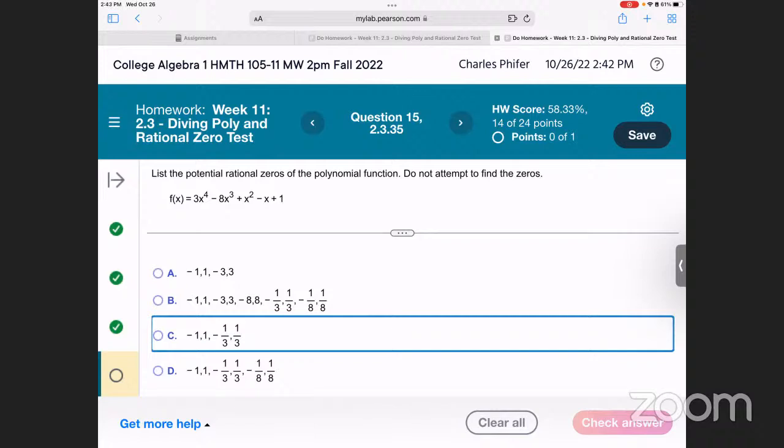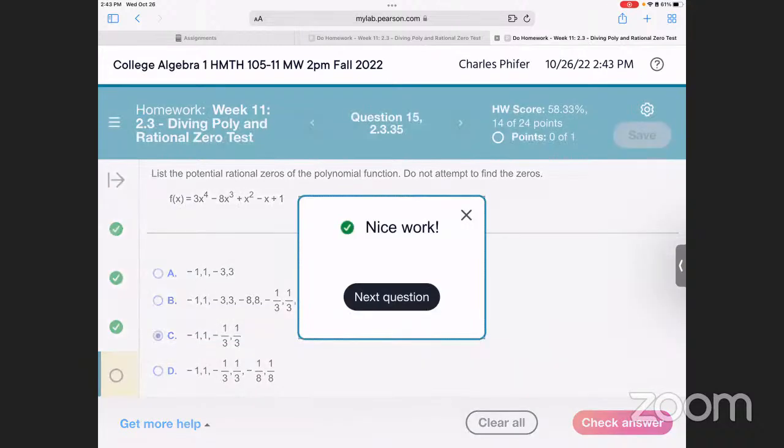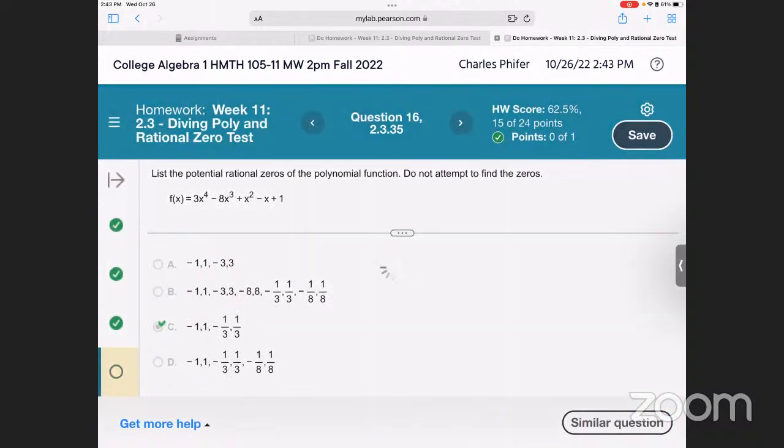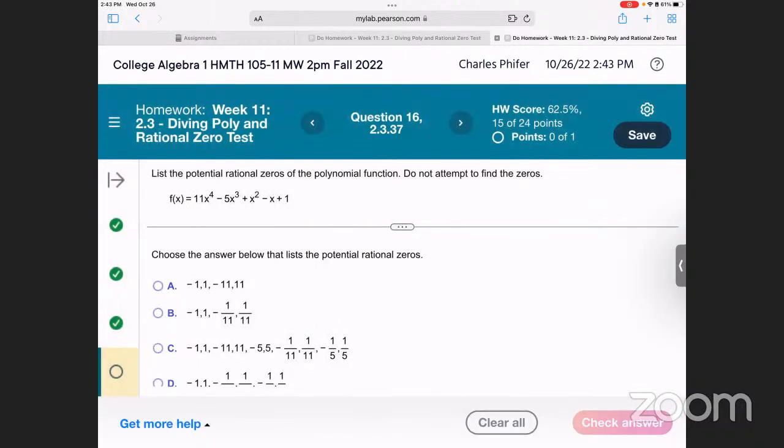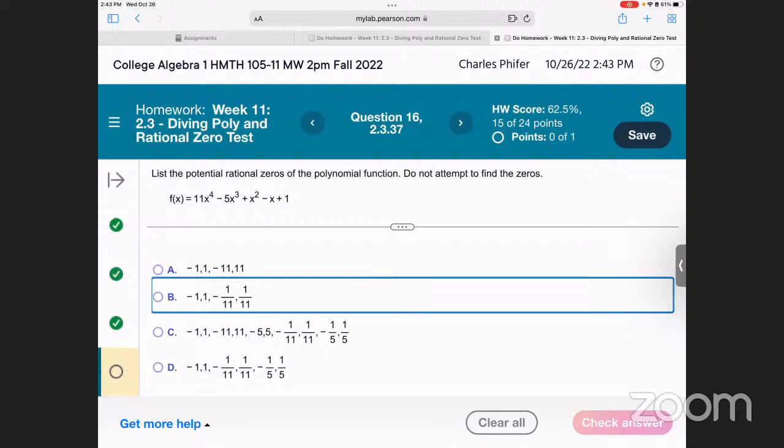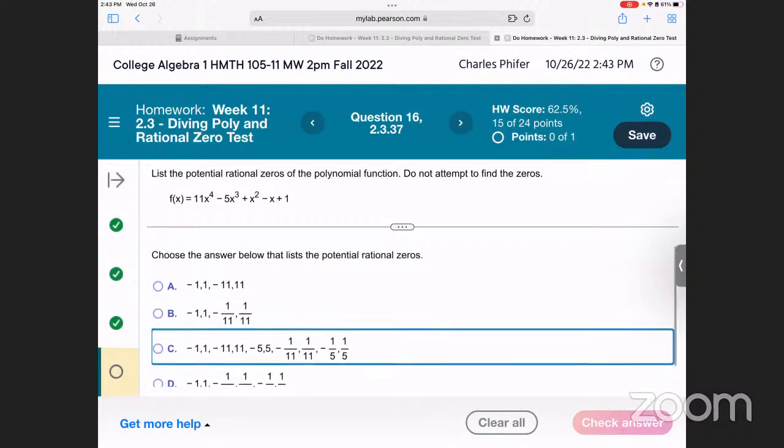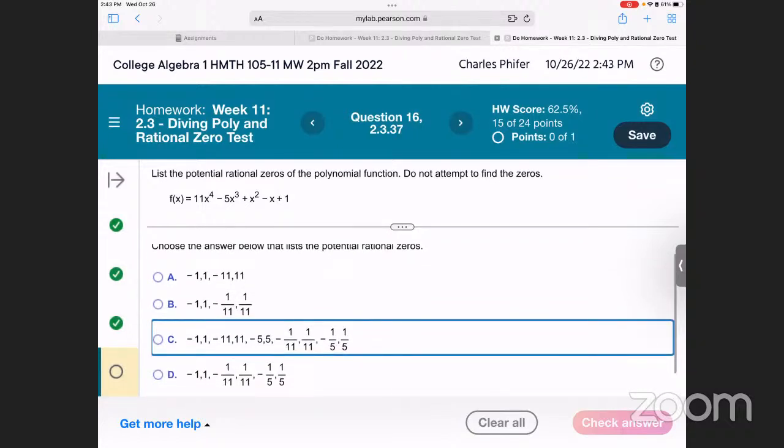So what this list tells us is, if this polynomial has rational zeros, it's going to be somewhere in this list. That's what this is telling us. I think we can do maybe one more. So the list of potential zeros is basically going to be the factors of 1 divided by the factors of 11, B, right?